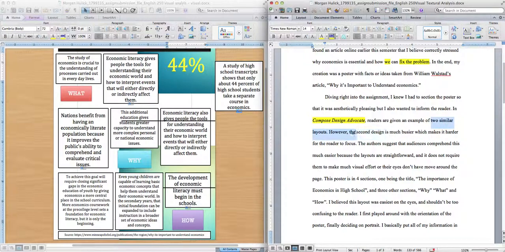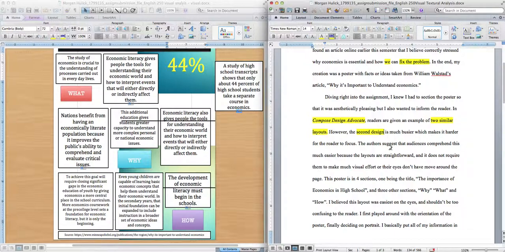What do you mean, two similar layouts of what? Two similar layouts of your poster? This needs a little bit more explanation, and let's refer to the authors and the page number, okay? However, the second design is much busier, which makes it harder for the readers to focus. What do you mean second design? If somebody reading this doesn't have your book and doesn't know a page number, how do they know what you mean by second design? Okay, does that make sense?